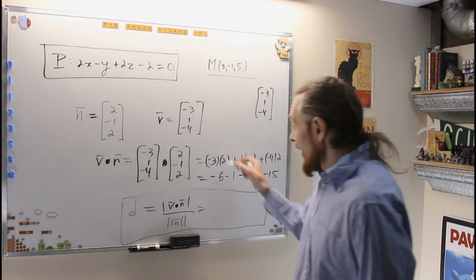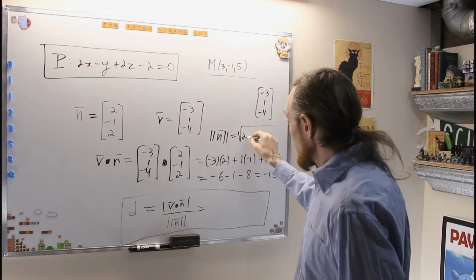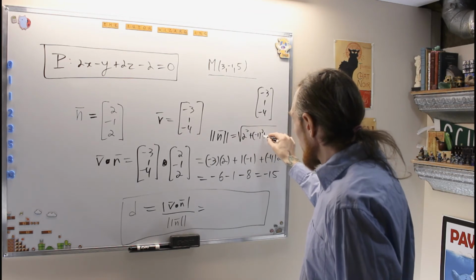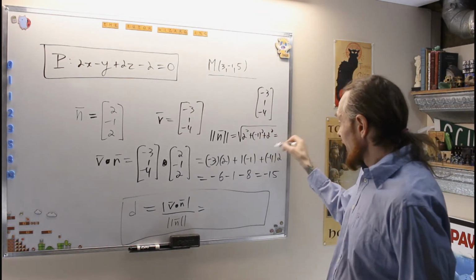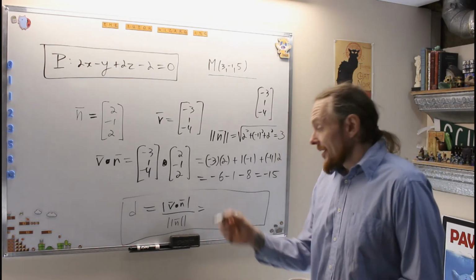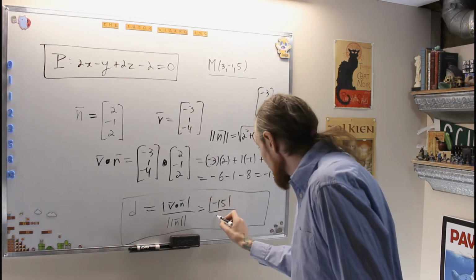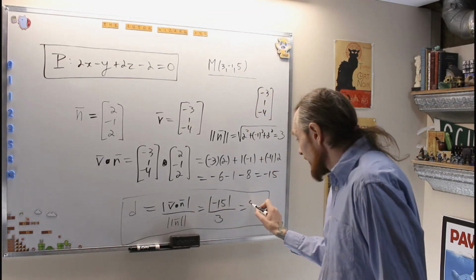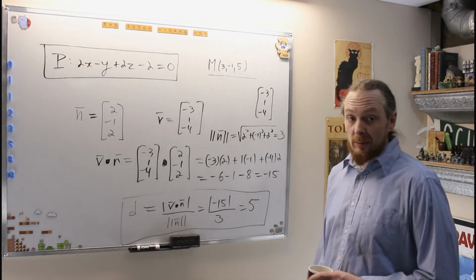And then I need the norm of n. The norm of n is equal to the square root of 2 squared plus (-1) squared plus 2 squared, which is 4 plus 1 is 5 plus 4 is 9. The square root of 9 is 3. So this tells me that the distance is the absolute value of -15 over 3, which is 5. This is the distance between the point and the plane.